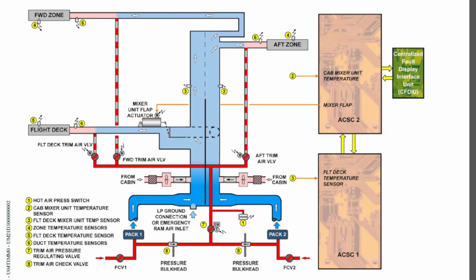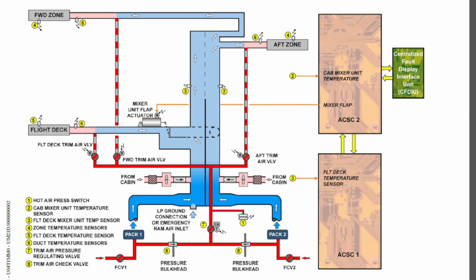So this is the basic diagram of the mixer unit. Even though there are two air conditioning packs, the aircraft will only have one mixer unit. As the name implies, mixer unit means it will mix airflows. Not only will it mix the pack airflows, it will also add air from different other sources to this particular unit as well.